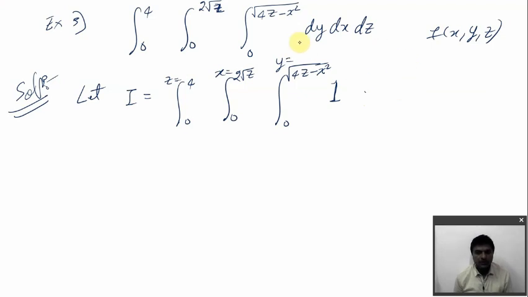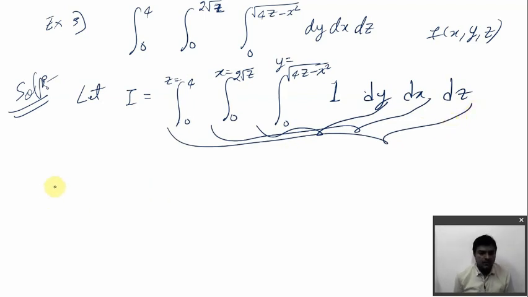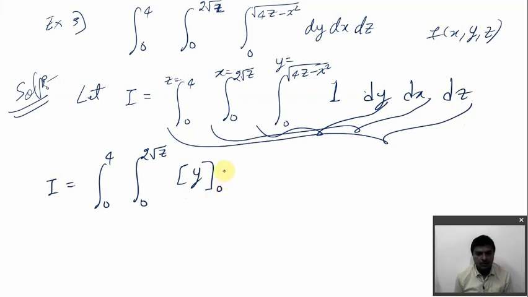Whatever integration we have done here, you can see, students, in such type of examples, they have already arranged. So first I'm going to take dy, then I'm going to take dx, then I'm going to integrate dz. So first I'm going to integrate with respect to y, then with respect to x, and lastly with respect to z. Okay, let us start integrating. Integration 0 to 4, integration 0 to 2 root z. Integration of 1 with respect to y will give you y, upper limit and lower limit 0 to 4z minus x square dx dz.